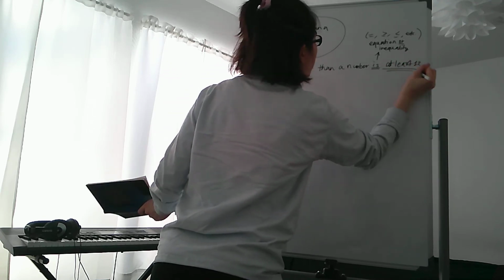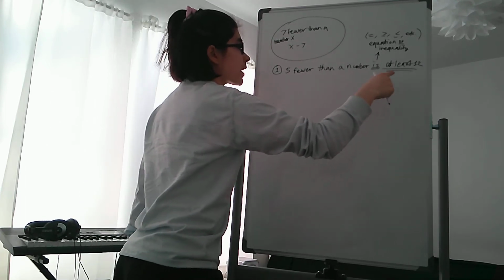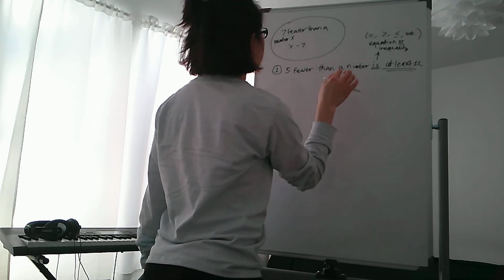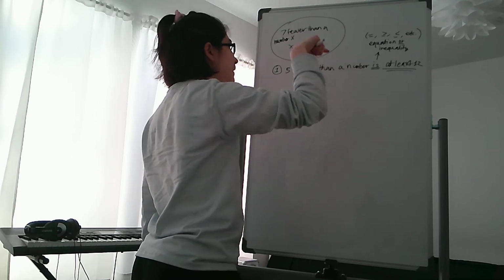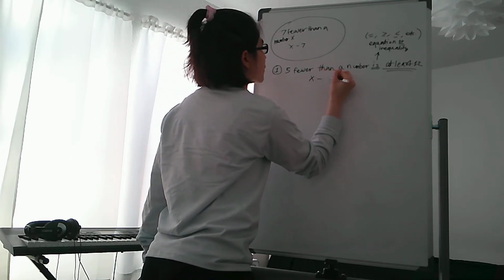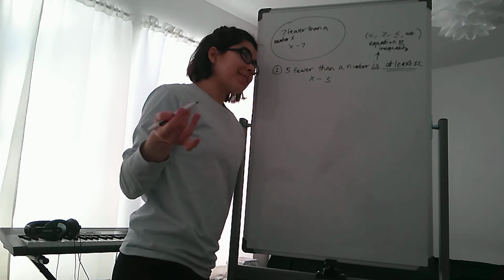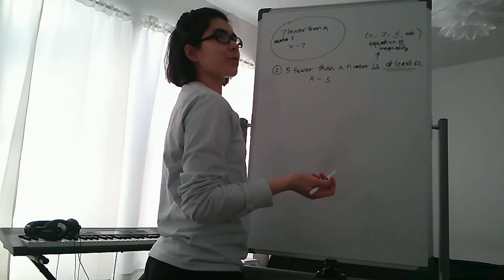Okay, this is the key part. At least means that this expression can be 12 or it can be bigger than 12. So first off, let's break down this part. 5 fewer than a number. Well, we just looked at an example with 7 fewer than a number, so we know x minus 5. Really you can use any variable. I'm just using x because it's probably one of the most commonly used letters for algebra.